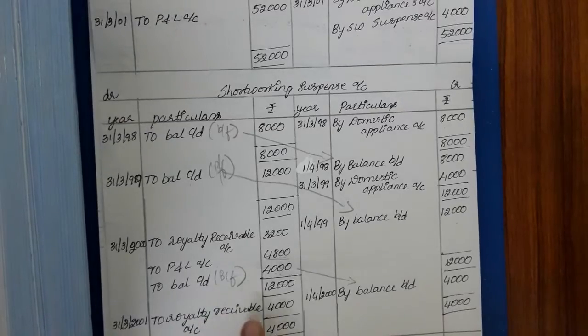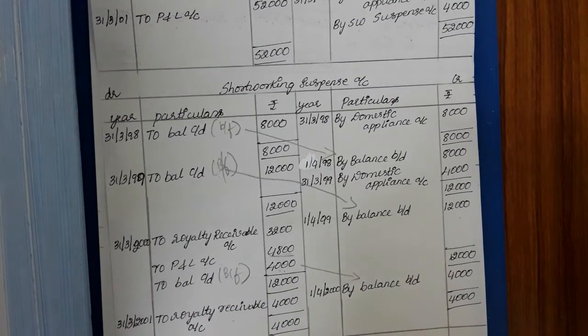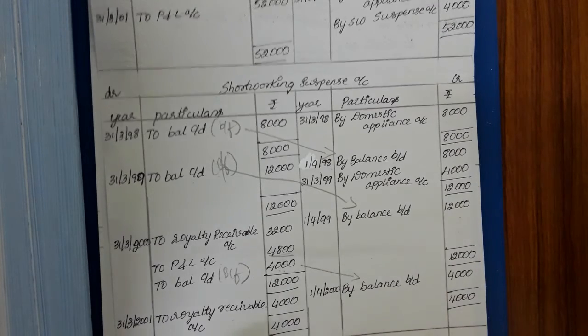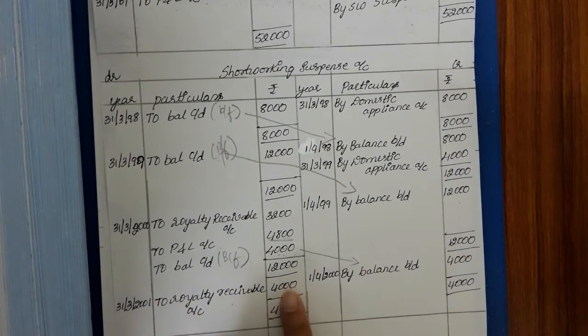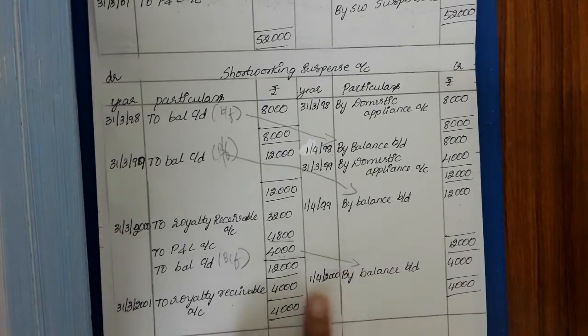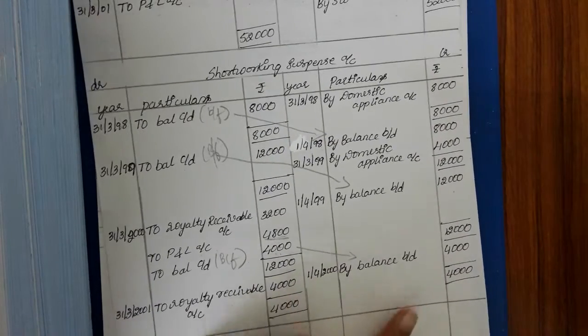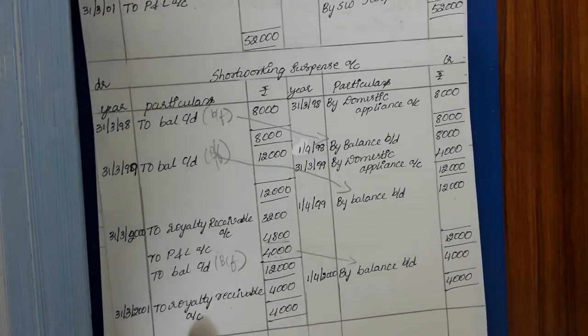So to royalty receivable account, from where this lessee recovered the short workings. He recovered the short workings by the royalty amount, the surplus of royalty. So the royalty receivable that was due to me, they have recovered from that. So to royalty receivable account 4,000 rupees, you will be debiting 4,000. So done, closed with the ledger accounts, done with the short working suspense account.